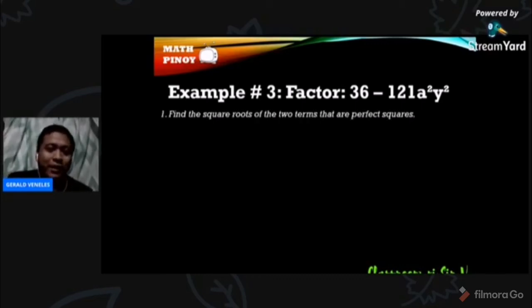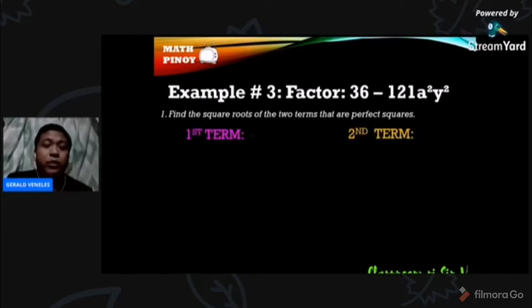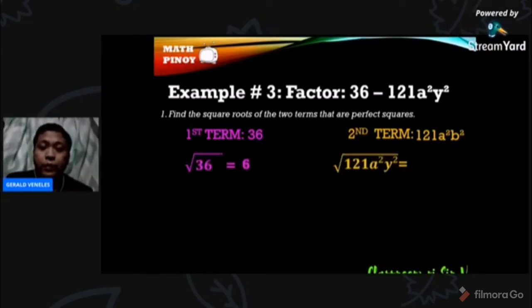So, syempre, lagi tayong pupunta sa first step. We need to find the square roots of the two terms that are perfect square. Definitely perfect siya, no? So, first term natin is 36. The second term is 121 a squared. Sorry, dapat y squared to. Hindi ko lang nabago. So, dapat y to, y squared yan. So, what is the square root of 36? That is 6.